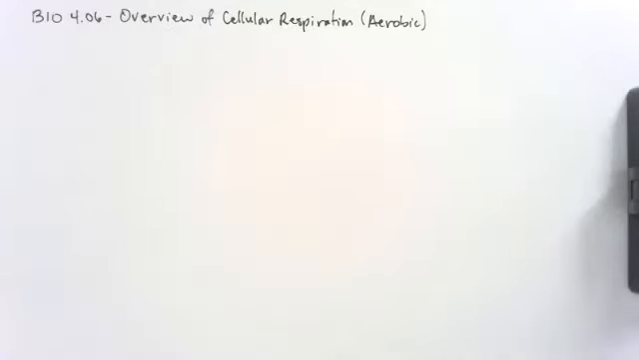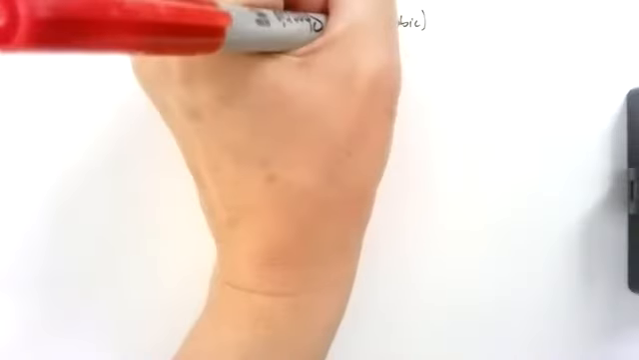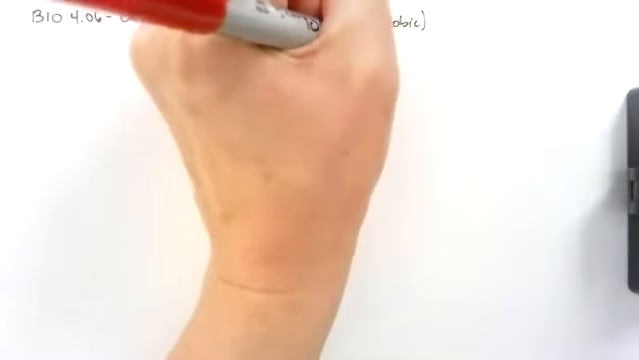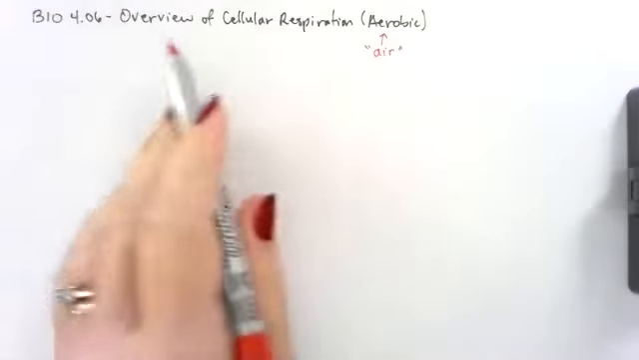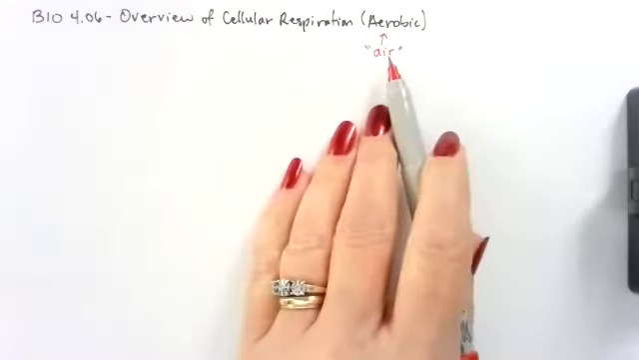Hi guys, welcome to biology lesson 4.06, overview of cellular respiration. And I put behind that aerobic because we actually have two kinds of cellular respiration. We have aerobic and we have anaerobic. And aero means air, translates roughly to air. So if we have aerobic cellular respiration, we're talking about cellular respiration.